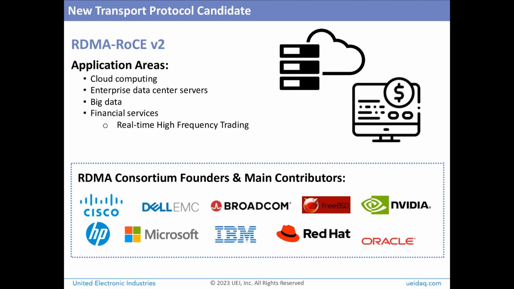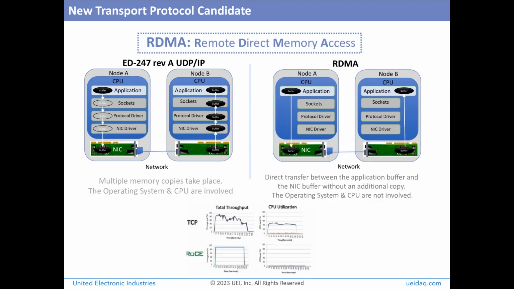As you can see by the slide, key IT players are involved with Rocky. So let's review the difference between Rocky or RDMA and UDP-IP. As you can see on this slide on the left, packet transfer between the two nodes with the legacy UDP protocol involves different operating system resources and multiple copies of the original data buffer.